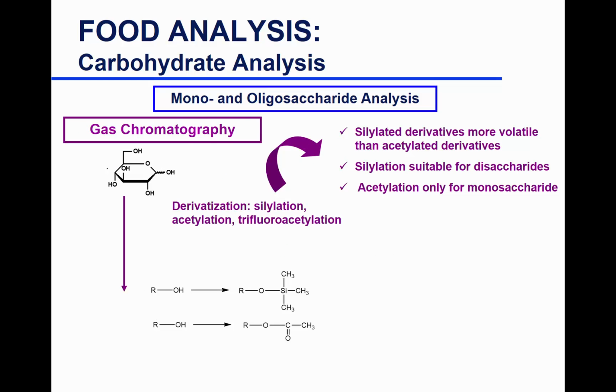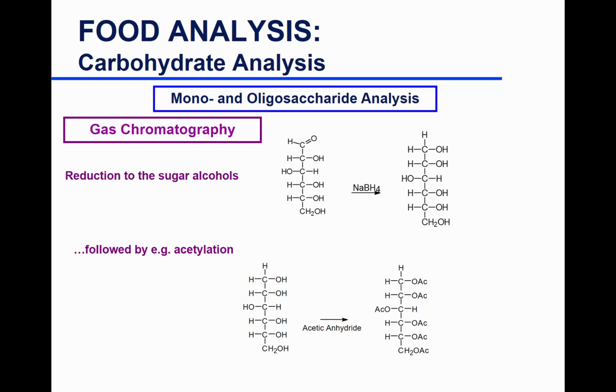So usually there are different types of derivatization. You have silylation. Silylation derivatives are more volatile than acetylated, so you can do acetylation, you can do silylation, but depending on the application that you have. For example, silylation is for disaccharides, acetylation would be good enough for monosaccharides.